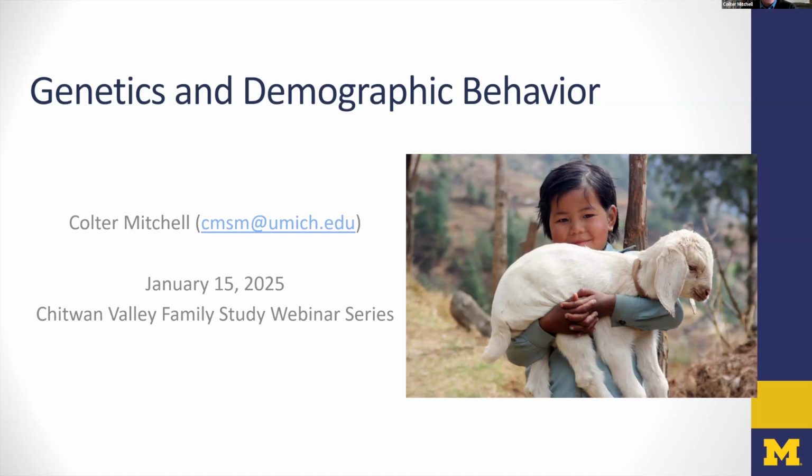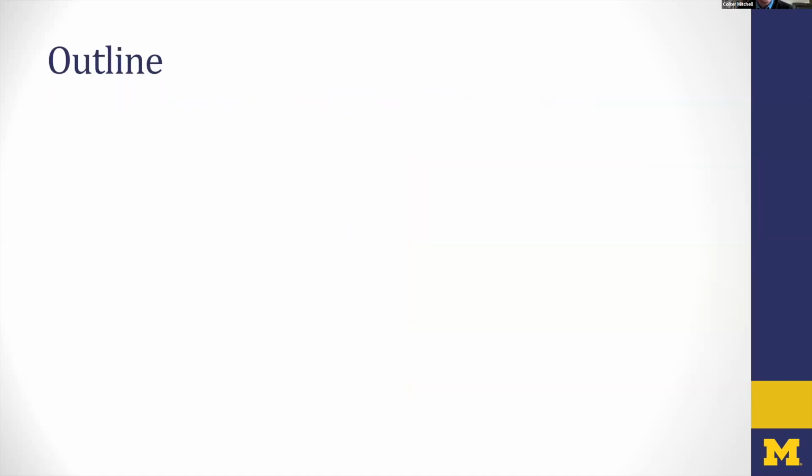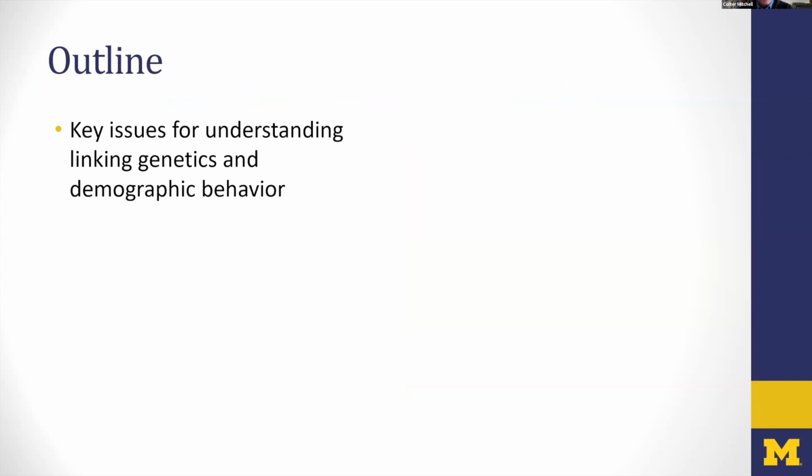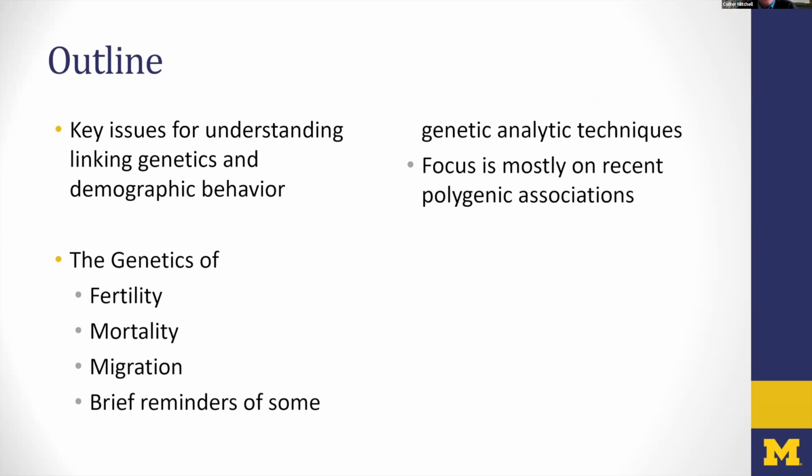Okay, so with that, I'm going to cover a few things. We have an outline. At first, I'll just start with some of the key issues for understanding how we link genetics and demographic behavior. And honestly, we could probably spend the whole time talking about these. I'll then cover very, very briefly what we already know about the genetics of fertility, mortality, migration, and sprinkled throughout those, particularly in the fertility section, will be brief reminders of some genetic analytic techniques.